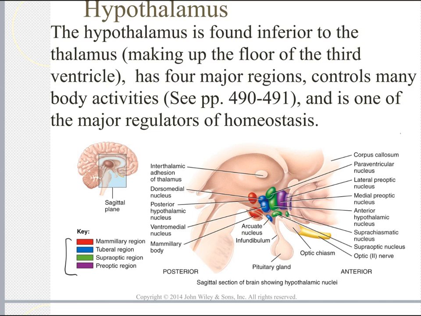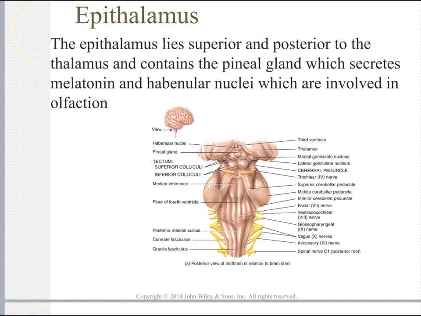The third region is the supraoptic region. It's responsible for things like fluid balance, milk letdown, and parturition. The fourth and final region is the preoptic region, and this is going to be responsible for thermal regulation as well as sexual behavior. Last but not least, we have the epithalamus. It lies superior and posterior to the thalamus and is continuous with the pineal gland, which secretes melatonin, as well as the habenular nuclei, which are involved in olfaction.